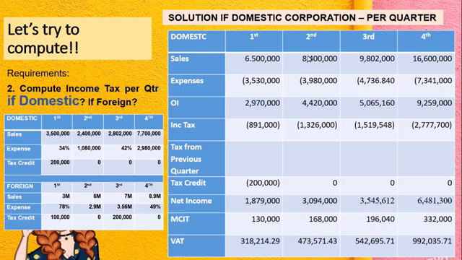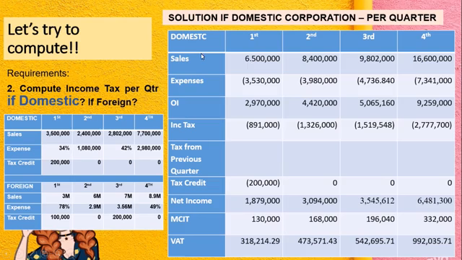Okay, problem number 2 is compute income tax per quarter if it is a domestic corporation. So again, you need to combine the sales from domestic and the sales from foreign. So for example, 3.5 plus 3M, so it's 6,500,000. For the second quarter is 2,400,000 plus 6M, so it's 8,400,000, and so on and so forth. So you need to get the first quarter computation, the combination of domestic and foreign business.